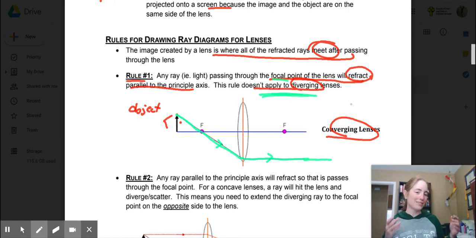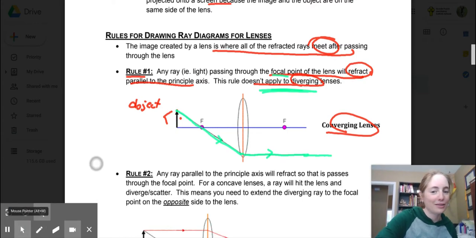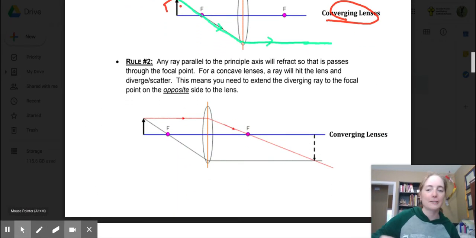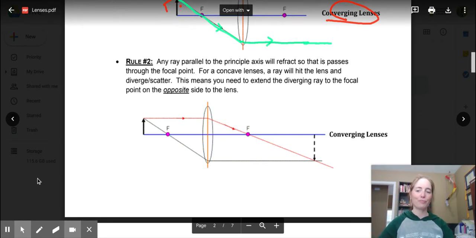So that means that's not going to be the only ray of light we're dealing with. And if we had only one ray of light, well, we wouldn't really be seeing the images properly. So let's go look at some of the other rays of light that are going to be coming off this object. Rule number 2.